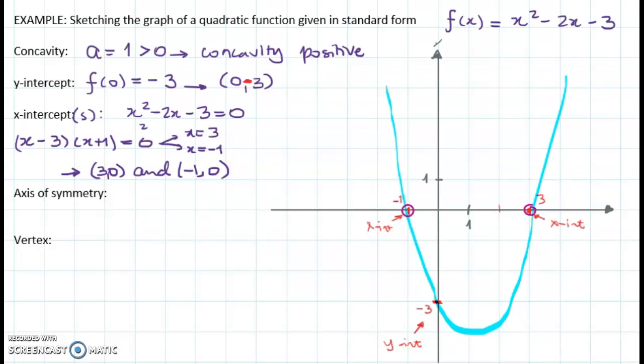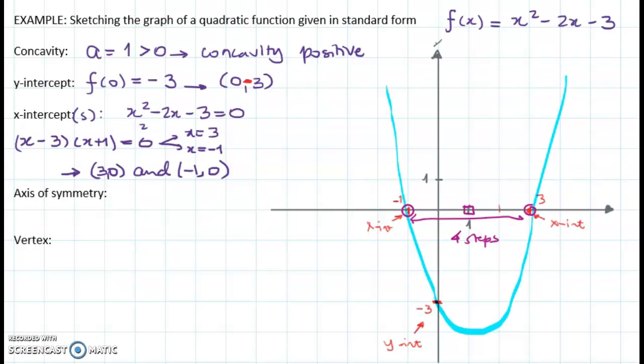So let's see, between -1 and 3, there are 4 steps. Let me mark it. 4 steps, and I want to know what is halfway. So I need to look at what is 2 steps. That's going to be exactly at the point 1. So what I'm doing over here is finding the midpoint of the x-intercepts.